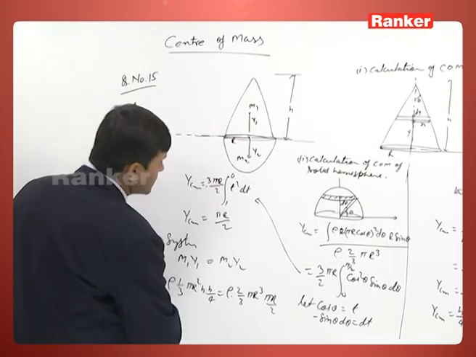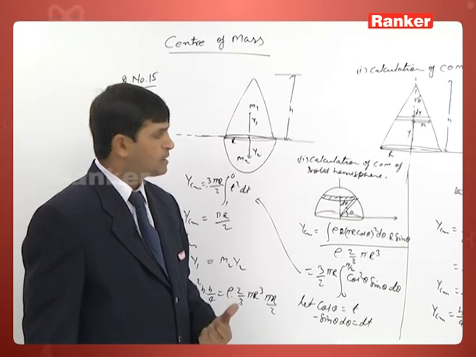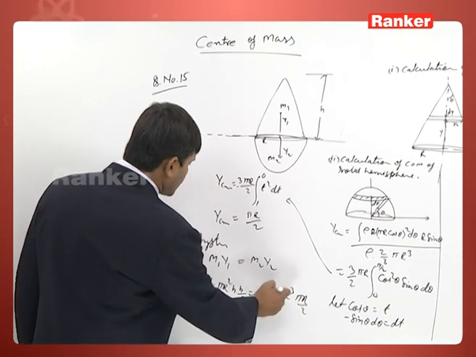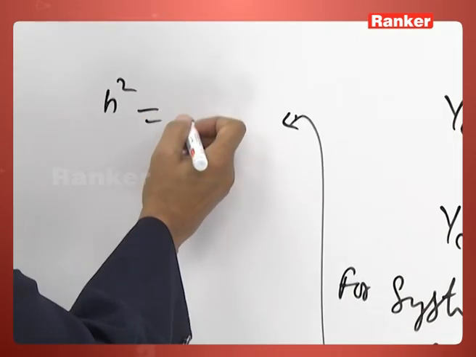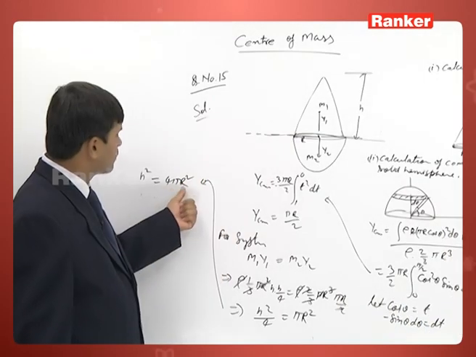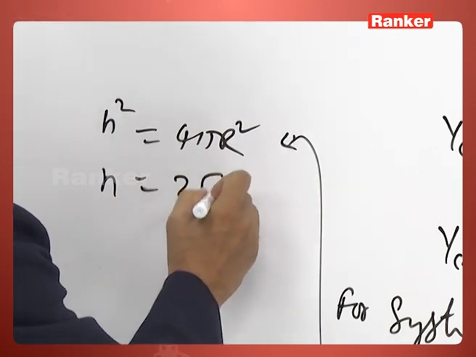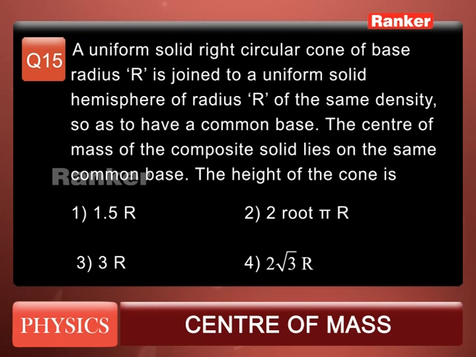Now we can simplify. After simplifying, you will get the result here, and that is equal to root 3 by r. Check it. Rho and rho cancel. Then further we can write h square is your 4 pi r, so h square is equal to 4 pi r square. So h will be 2 root pi into r. So our correct option is option number 2. So the answer is option number 2.